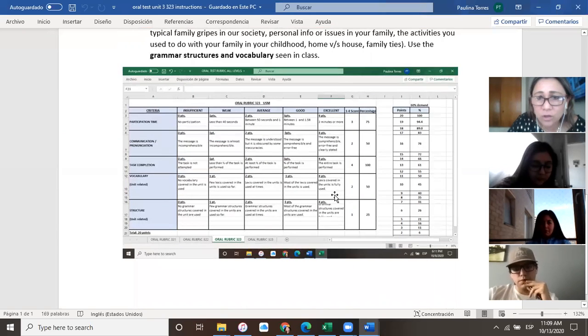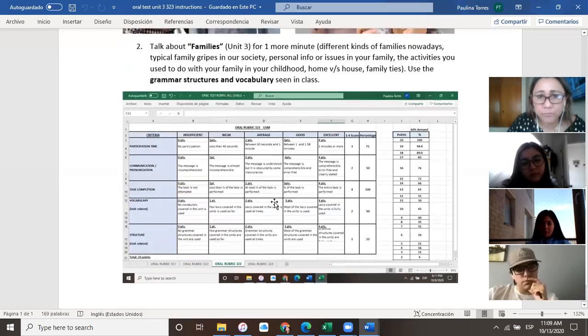Vocabulario, lexis is covered in the units. Y la estructura, grammar structures are covered. Entonces ahí está el puntaje con el 60% de exigencia. That's it.